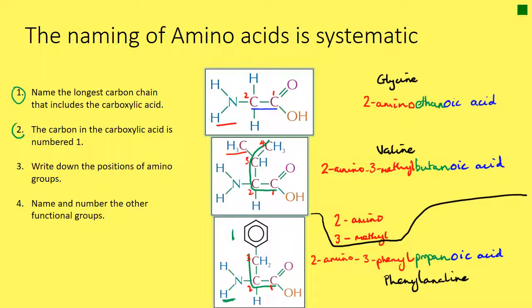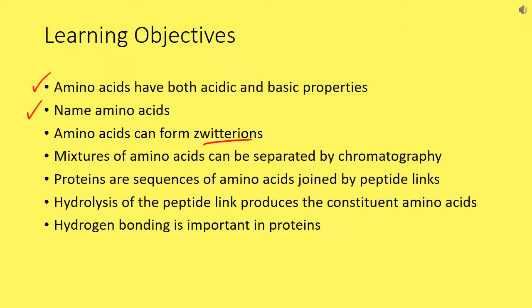You don't have to remember these common names, but you do have to be able to work out the name of an amino acid from its structure, or in fact go in the reverse direction and draw them from the name. So let's just check our learning objectives, see where we've got to, and we can safely say that we've done the amphoteric nature of amino acids, and we've just worked out how to name amino acids.